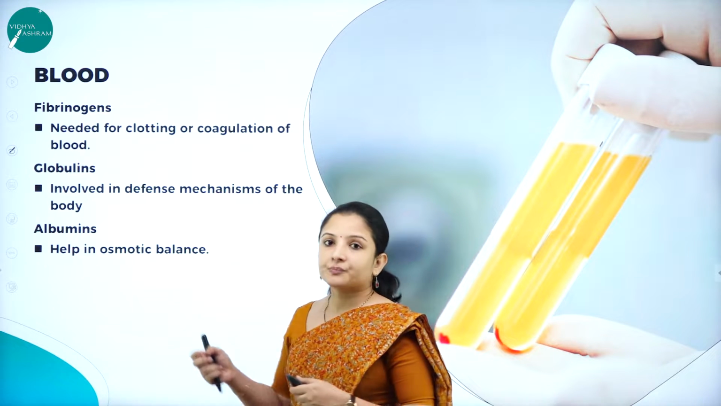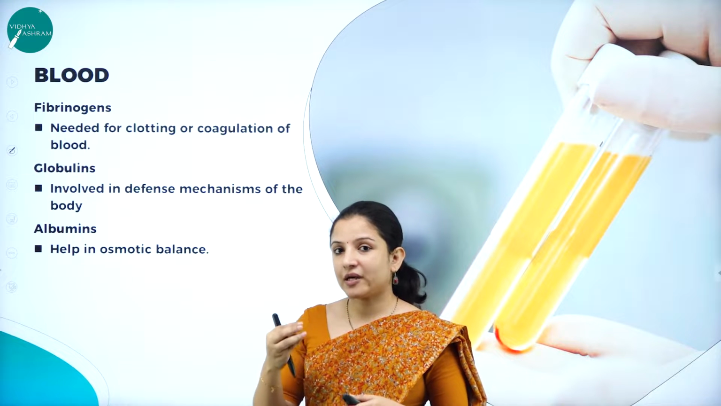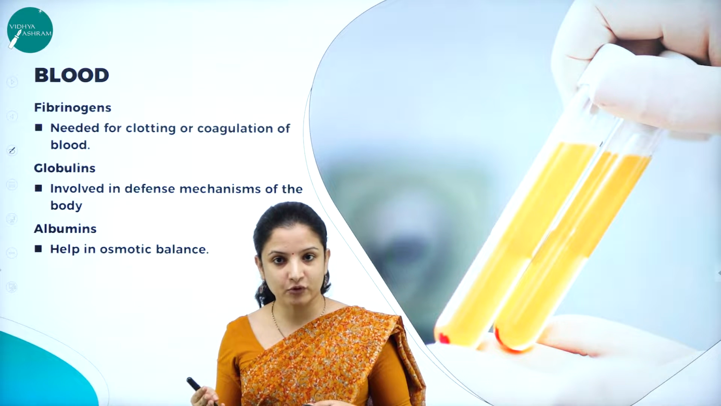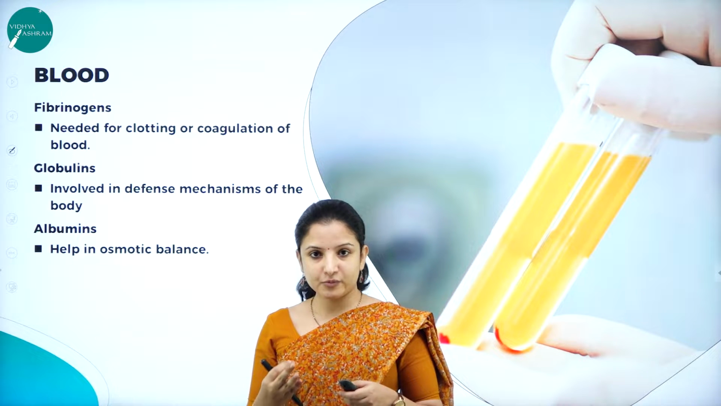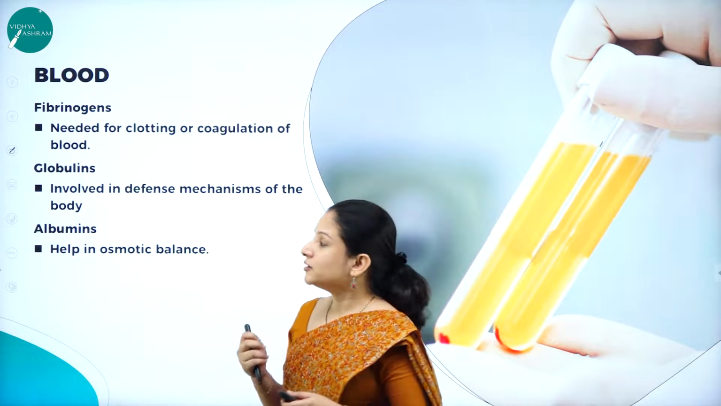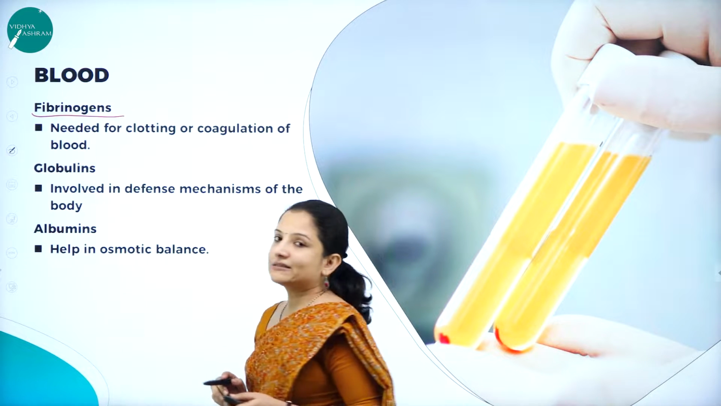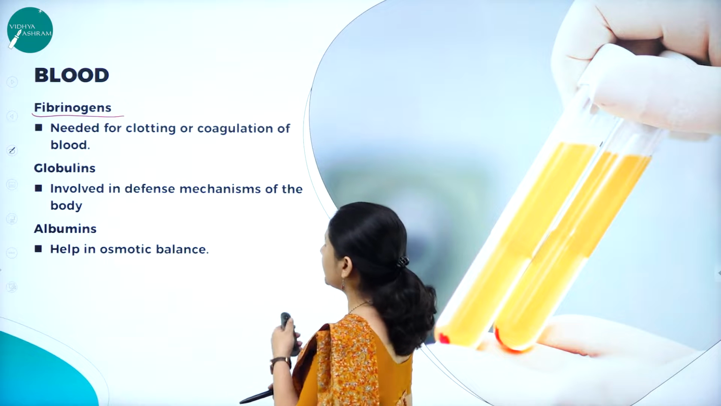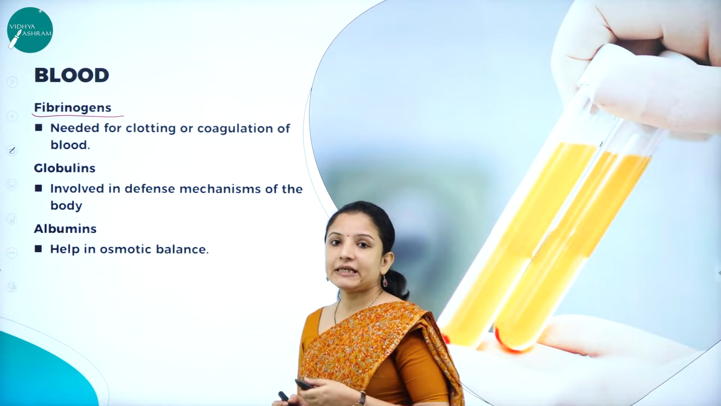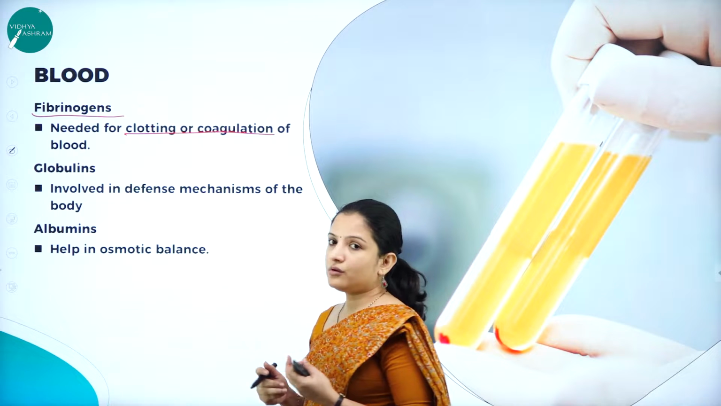So moving further, fibrinogen. I told you the plasma is made up of 6 to 8% of proteins. What type of proteins? They are globulins, albumins and fibrinogens, right? So we shall look into what these fibrinogens are. What exactly is the function of the fibrinogen? These fibrinogens are mainly needed for clotting or coagulation of the blood.